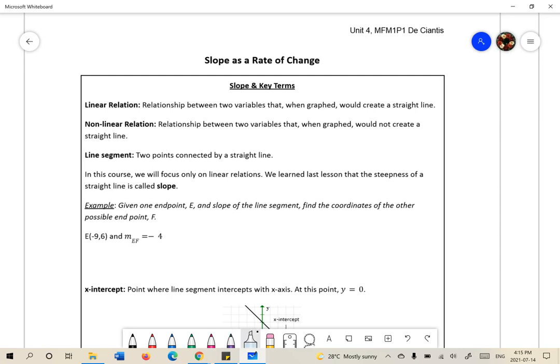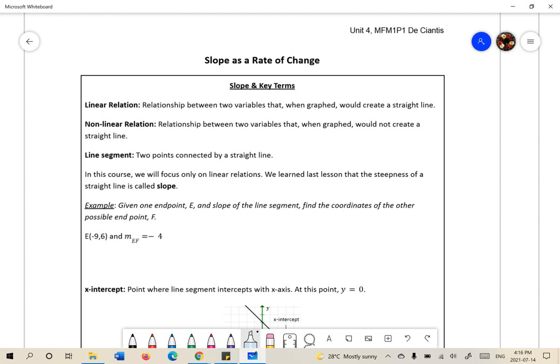The main part of this course is learning about linear relations. A linear relation is a relationship between two variables that, when graphed, would create a straight line. So then naturally, a nonlinear relation is a relationship between two variables that, when graphed, would not create a straight line. In the grade 9 course, we only study linear relations, straight lines. In grade 10, you learn about nonlinear relations.